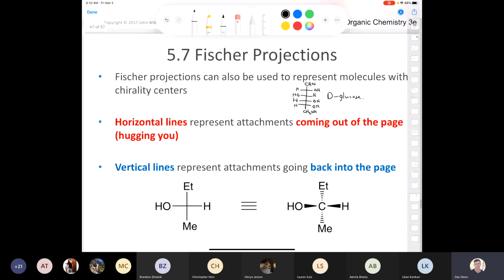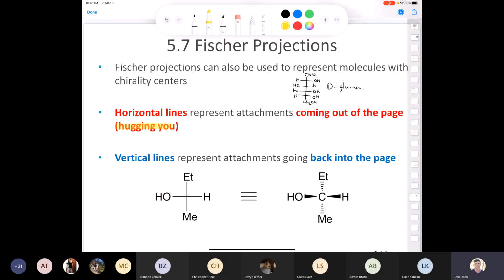Anyhow, the horizontal lines in a Fischer projection are coming out of the page, like they're coming out to hug you. Like if you stretch your arms out. It was my students who taught me that, by the way. The first class I ever taught at UCCS, they said, oh yeah, it's like the bonds are hugging you. I said, okay, that works. Anyhow, and the vertical lines are going back into the page.